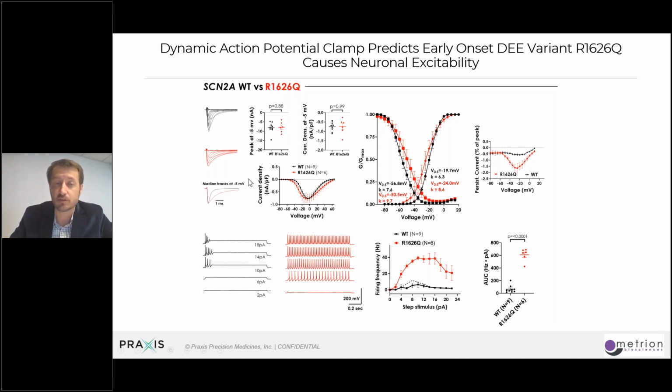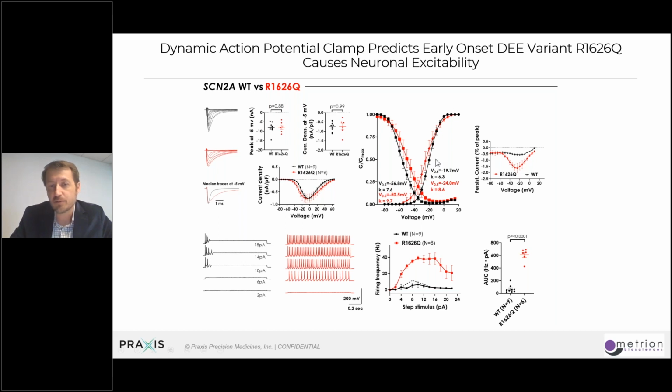We also get information on current density, so the peak current density can be plotted out. In this case, there's no change in the current density between the wild type and the variant. These are done side by side. So as we look at variants, we do wild type in parallel to always maintain that fidelity.